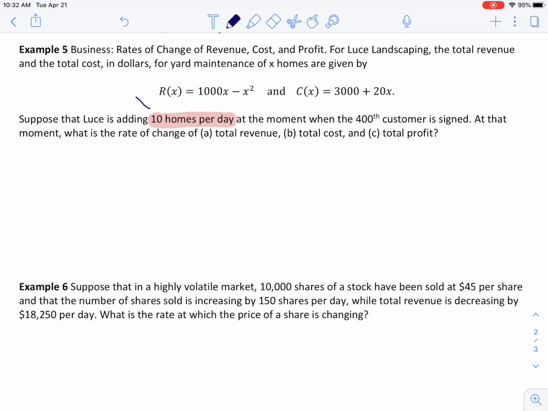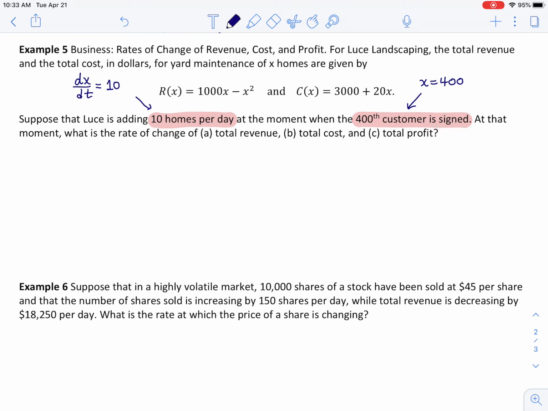Okay, I'm going to go ahead and highlight this. 10 homes per day. So, we should probably try to give some variables here. How about I call this the information that I'm just given? I'm going to call this dx/dt. The change in number of homes with respect to time, and time here is day, is equal to positive 10, right? Adding. Luz is adding 10 homes per day at the moment when the 400th customer is signed.